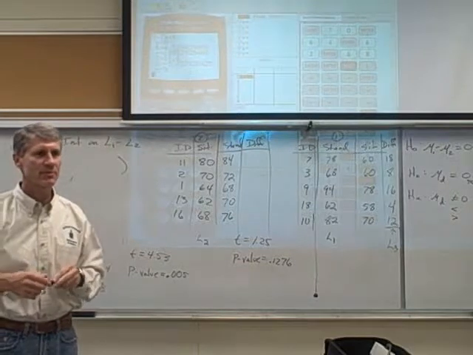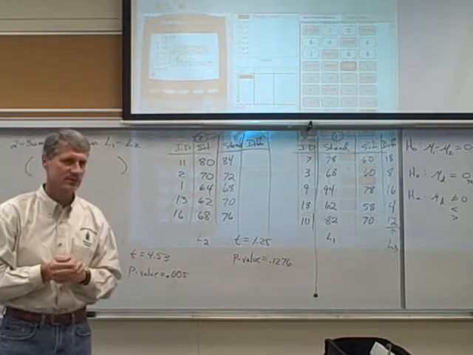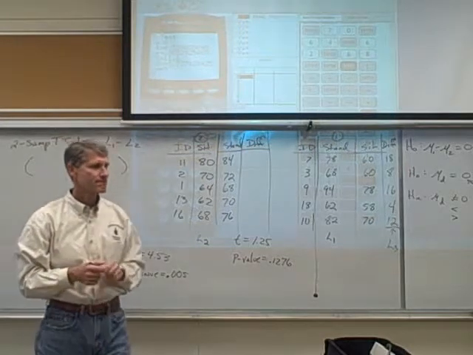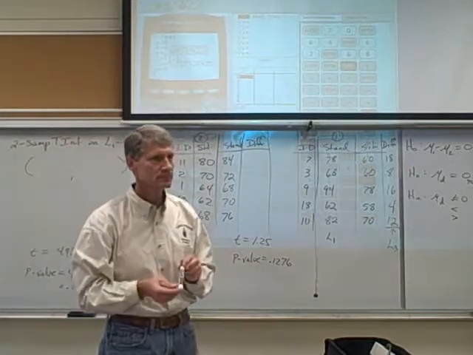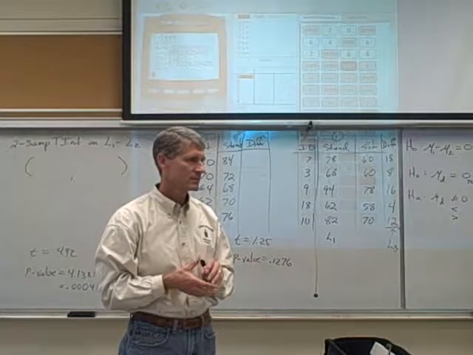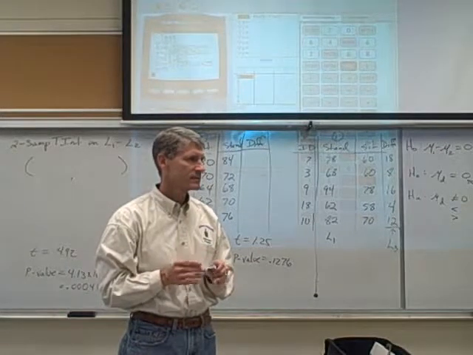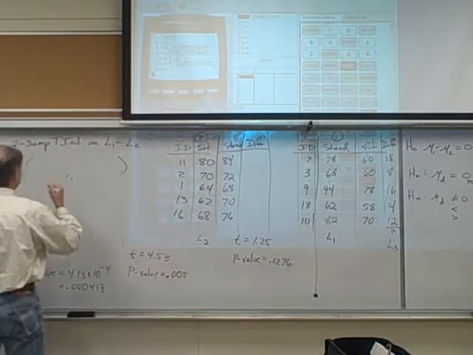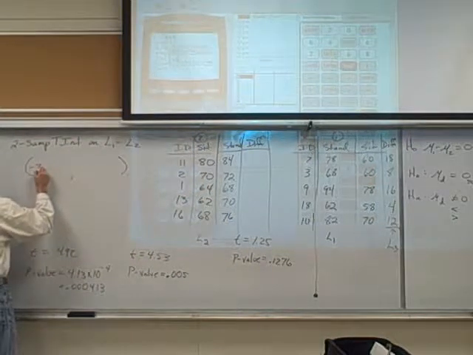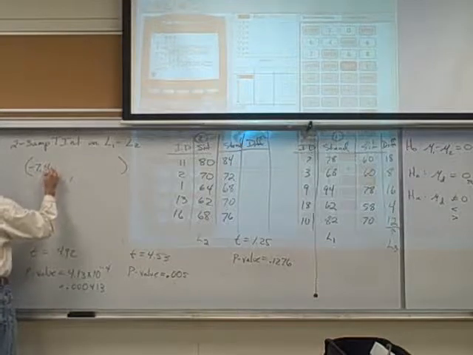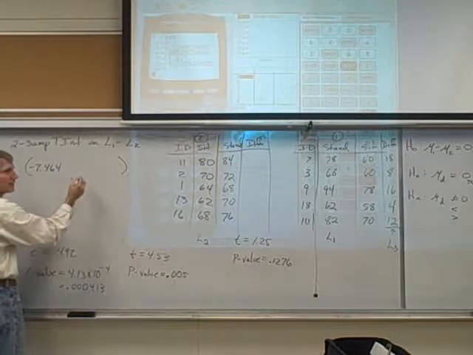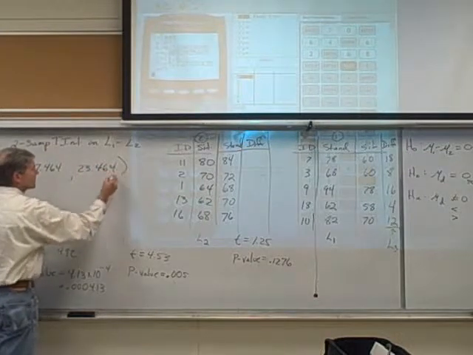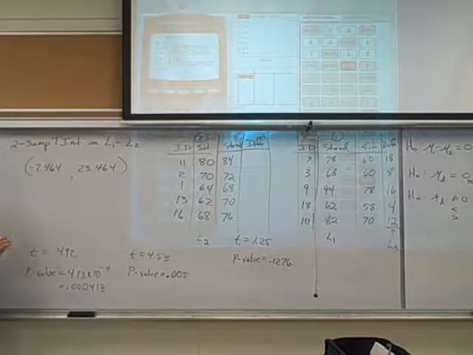This is the two independent sample ones. What do you want the confidence level? 95. It shouldn't, but it probably will. Did you get your interval, Amy? What is it? Negative 7.464 to 23.464.